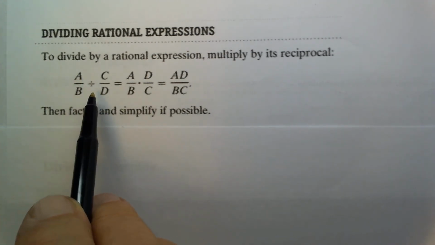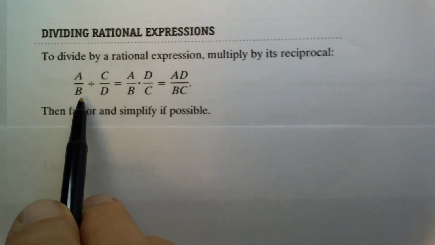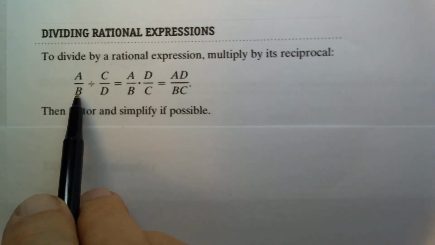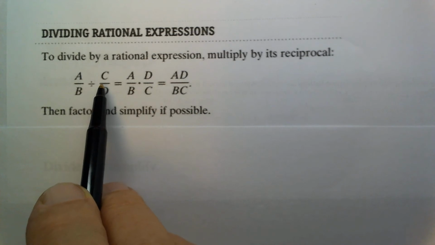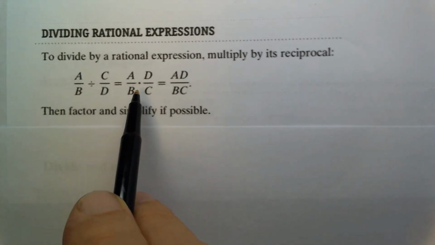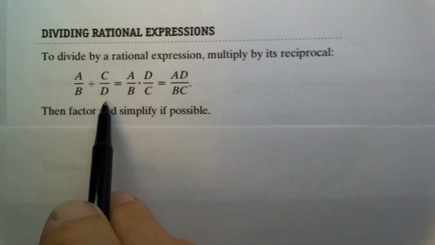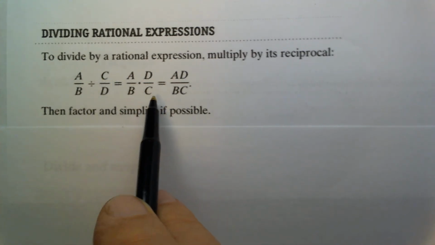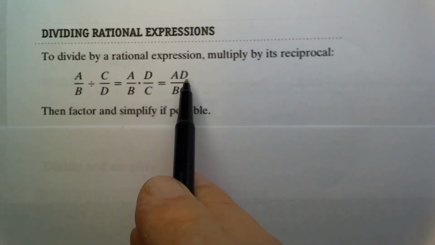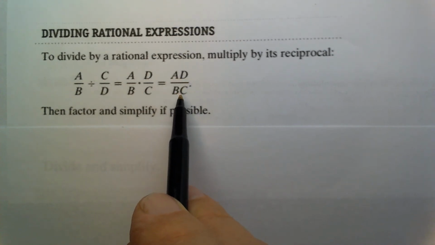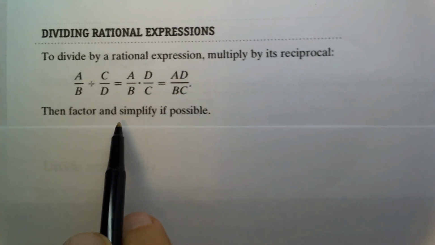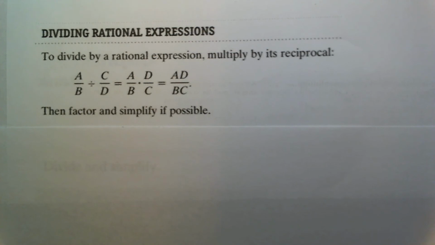If a, b, and c and d are rational expressions, then a divided by b divided by c divided by d is equal to a divided by b times the reciprocal of the second expression, d divided by c, which would then be ad over bc. And then factor and simplify if possible. Again, this is very much the same as what we learned about fractions.